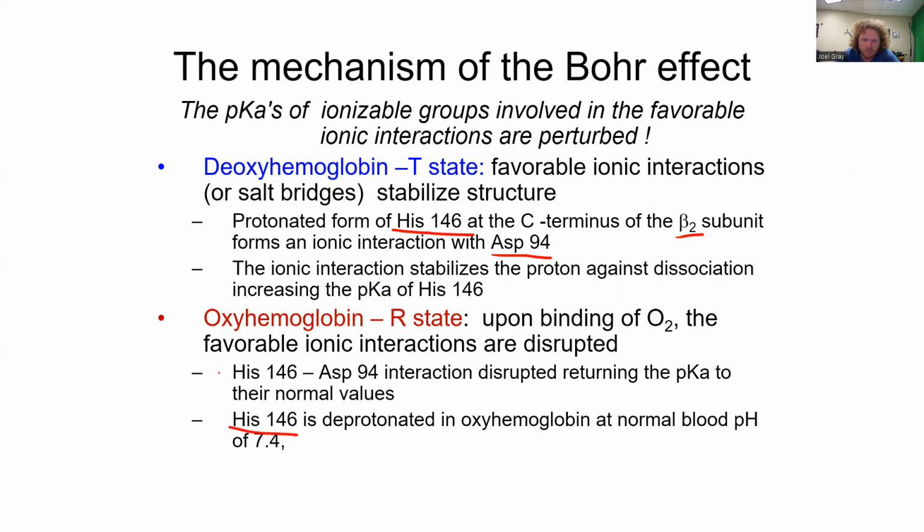Not to say that it was just the silver bullet, but these two amino acids, His 146 and aspartate 94, were pretty well studied. And that's what Christian Bohr dove into a little bit deeper. He said, okay, we've got these interactions between these two amino acids, this stabilized ionic interaction, and it seems as if that has some impact on ultimately the protein's ability to bind O2.